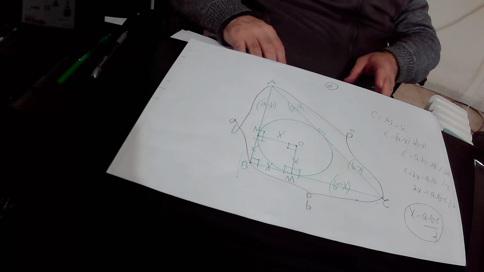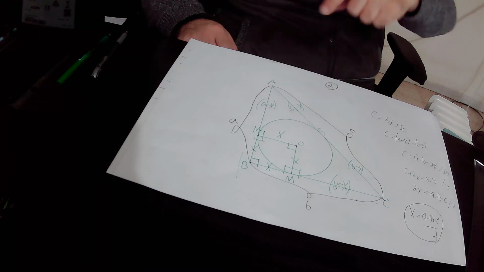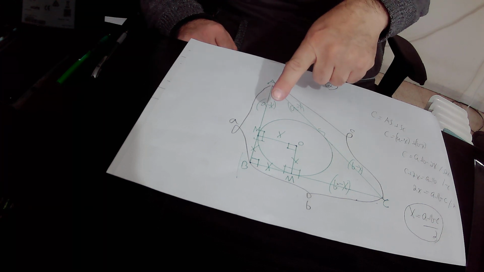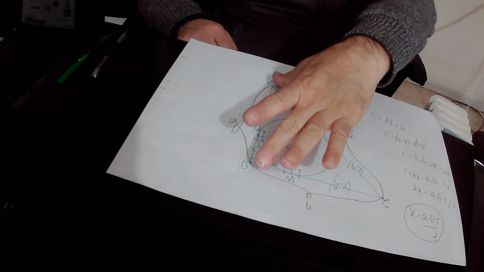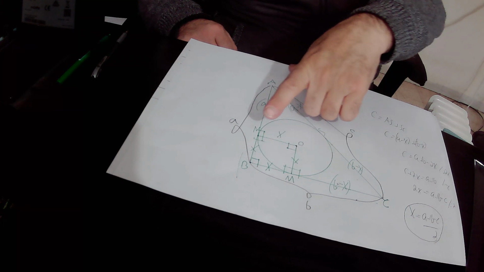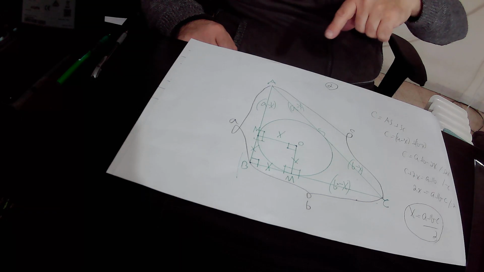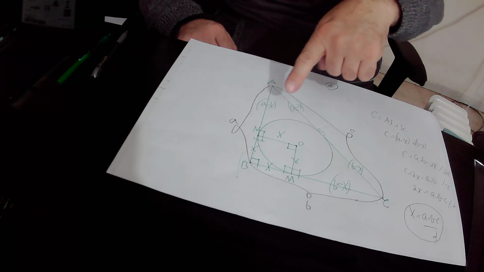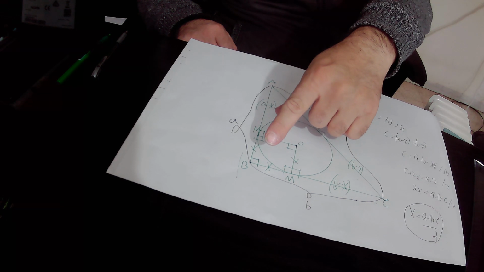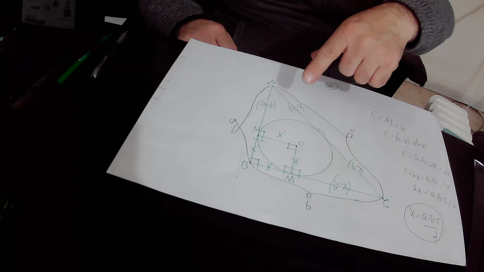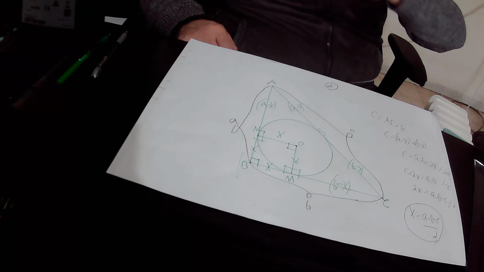So what is the length of line segment AN? From the drawing it is very easy to see that AN equals AB minus NB. So AN equals AB, that is A, minus NB, that is X. So in total, AN equals A minus X.